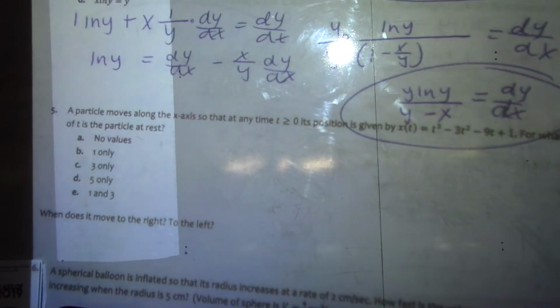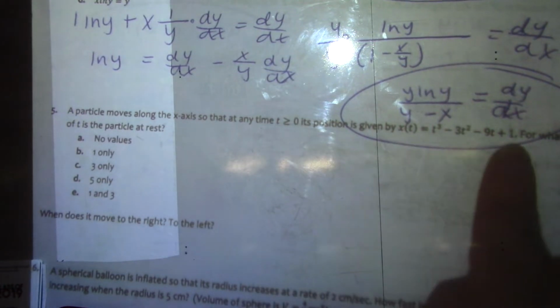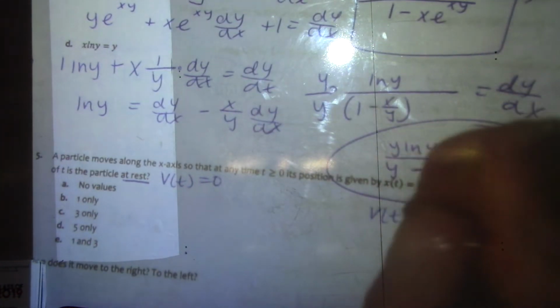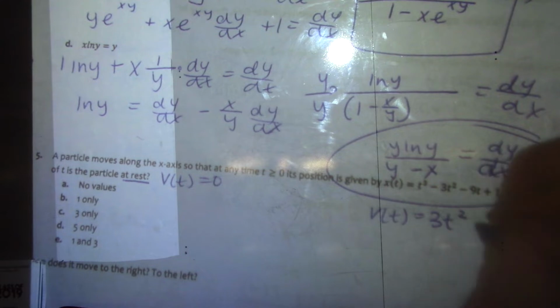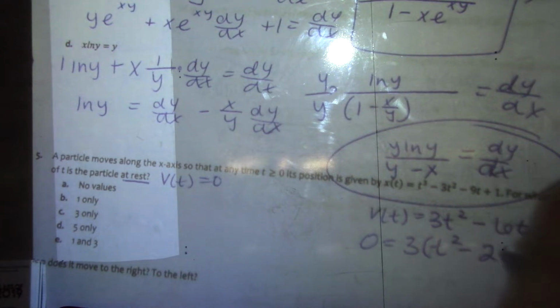The particle moves along the x-axis so that at any time t greater than 0, its position is given here. For what values is it at rest? Well, rest means velocity equals 0. So I'm going to find the velocity by taking the derivative, 3t squared minus 6t minus 9, setting it equal to 0, and factoring out the 3. So this would be 3 times (t minus 3)(t plus 1).